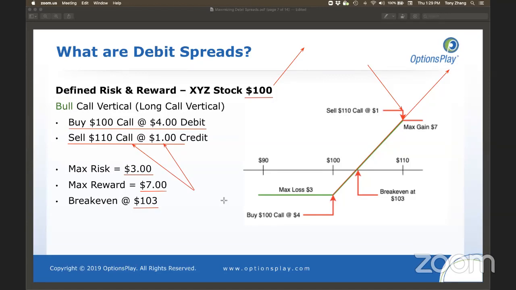But generally speaking, we'll show you a methodology that you can use across the board to help you understand exactly where to sell your options. But right now, we're just talking about the concepts of the strategy, so that everyone understands why you want to trade a debit spread versus outright just buying a call option.